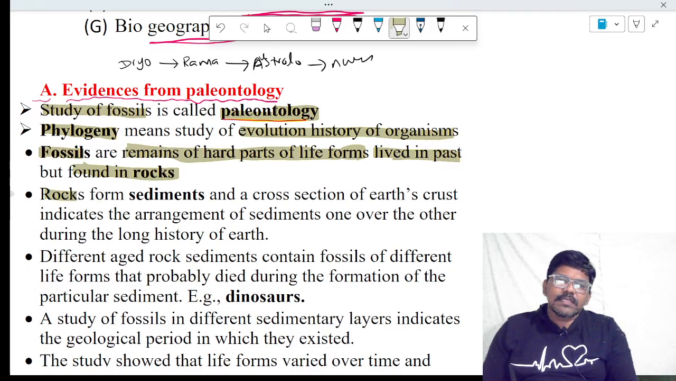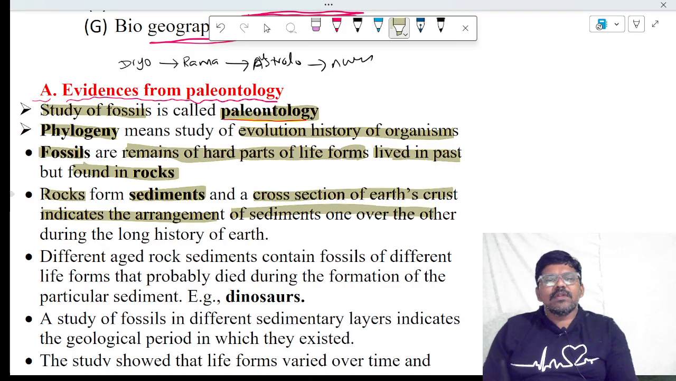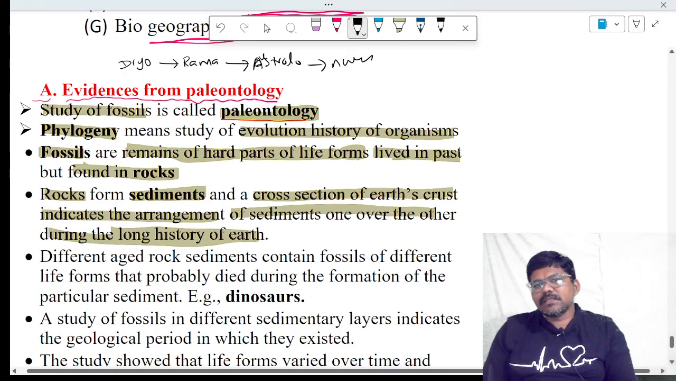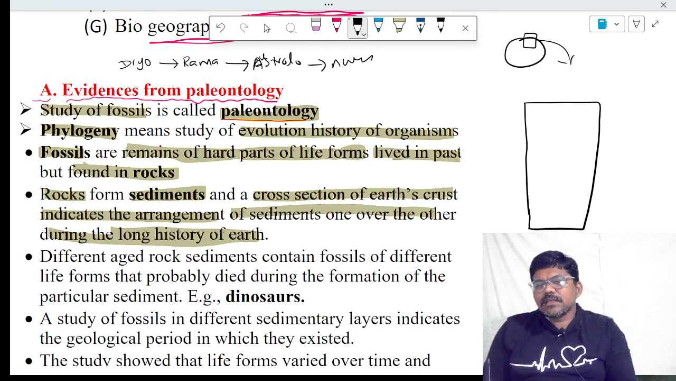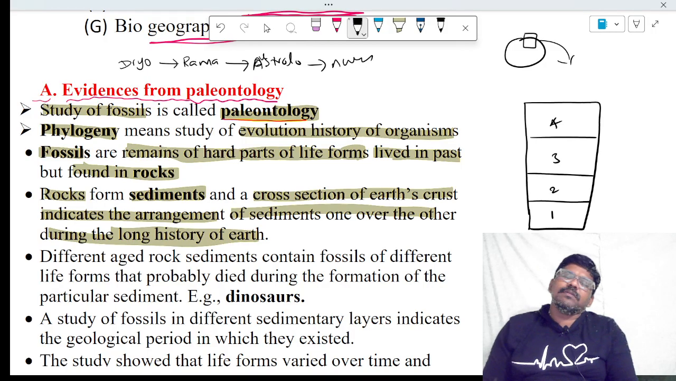Then those rocks are present in the form of sediments. If you observe the cross section of the earth crust, it indicates the arrangement of sediments one on another during the long history of earth. If you take a small part of the earth crust, we can observe different types of sediments. 1, 2, 3, 4, like that. These are the sediments.